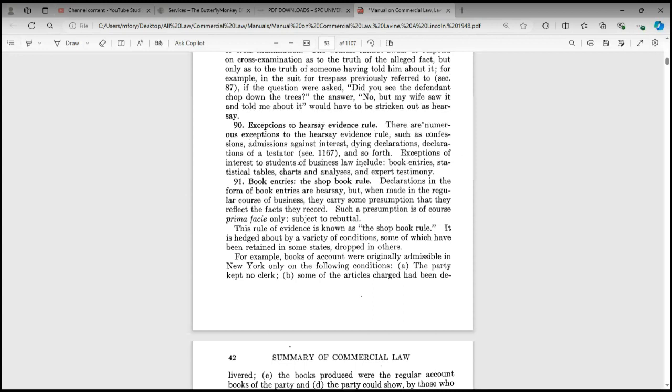Exceptions of interest to students of business law include book entries, statistical tables, charts and analysis, and expert testimony. The expert testimony, that's not really hearsay. That's his opinion or his testimony from years of sampling similar situations. Like these right here, book entries, one thing is it comes from the person who took notes, like your secretary, right?